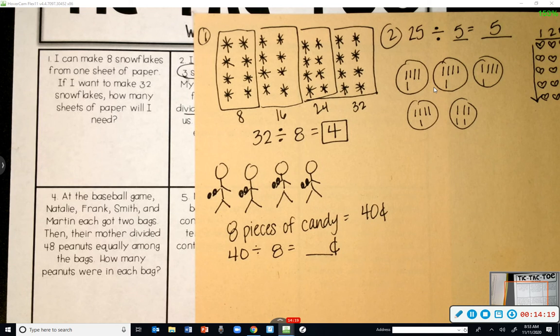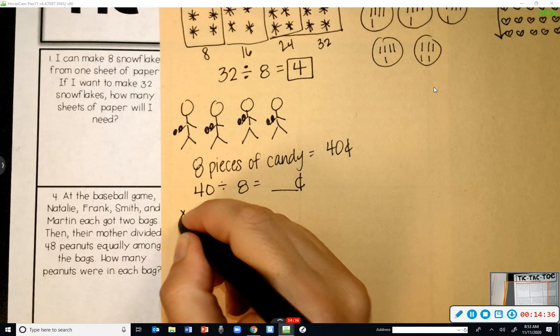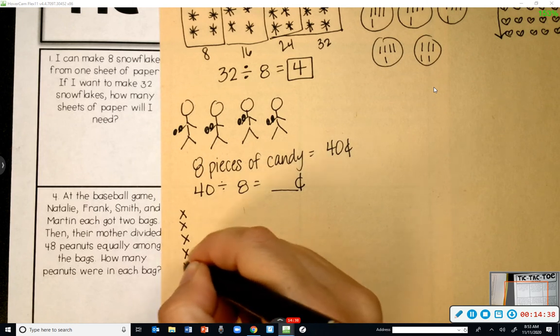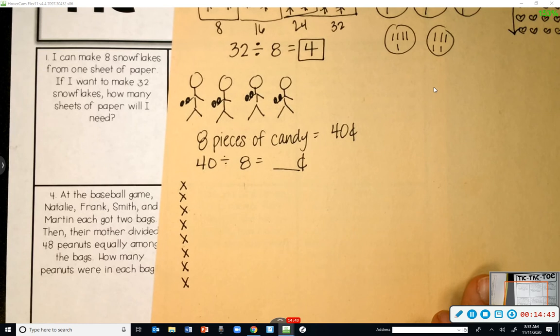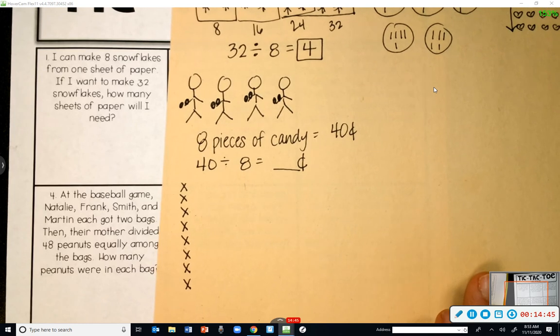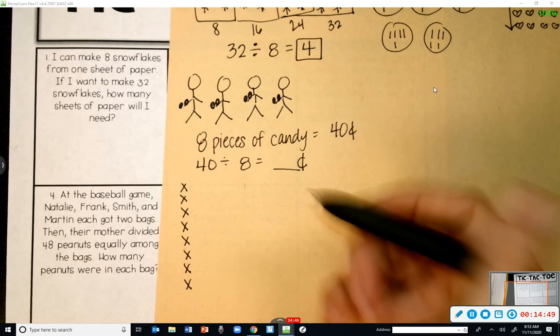You put some X's on there. How many X's? 40. 8. 8, and then go to 40. There you go. Okay, so we're going to do an array. 1, 2, 3, 4, 5, 6, 7, 8. And now we keep filling in 8 until we get to 40.